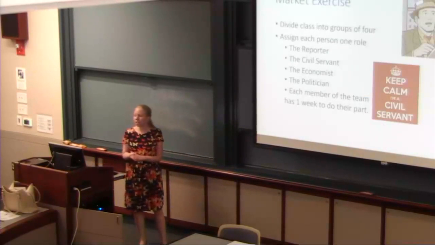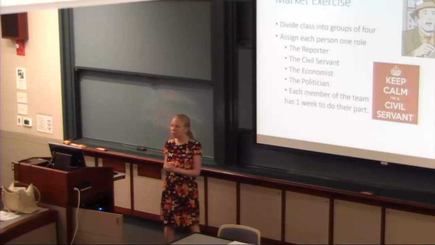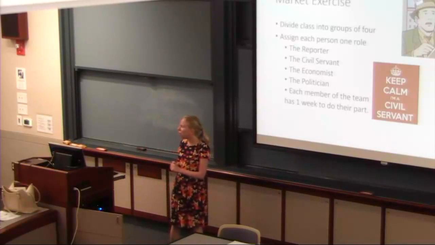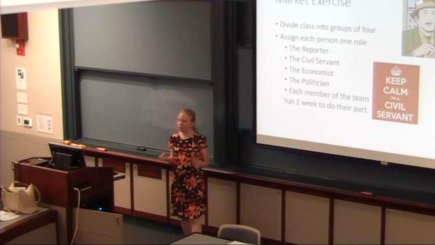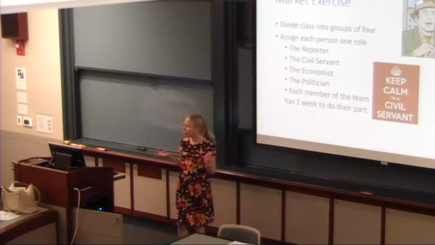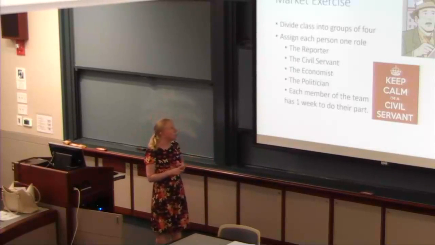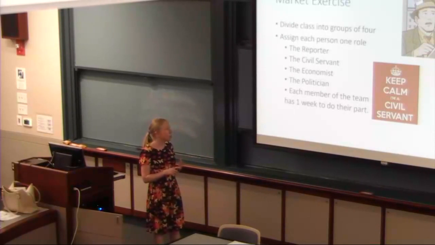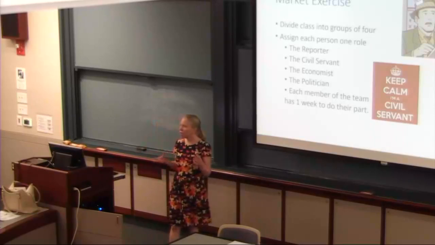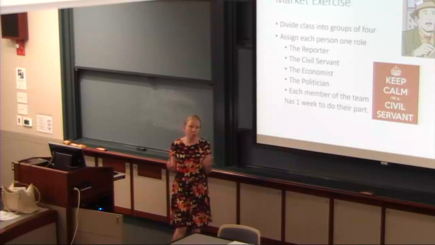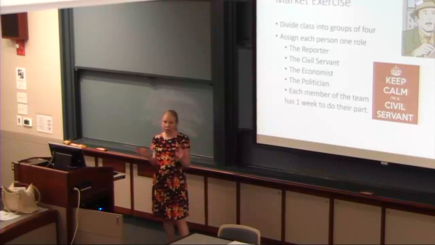So for the market exercise, because these classes tend to be quite small, usually a maximum of 20 people, I divided everyone into groups of 4, done randomly through Blackboard groups. We assigned each person one role: a reporter, a civil servant, an economist, and a politician. Each member of the team has 1 week to do their part. So these 2 assignments last almost the whole module. It's 4 weeks for one assignment, 4 weeks for another assignment, and then 2 other weeks.